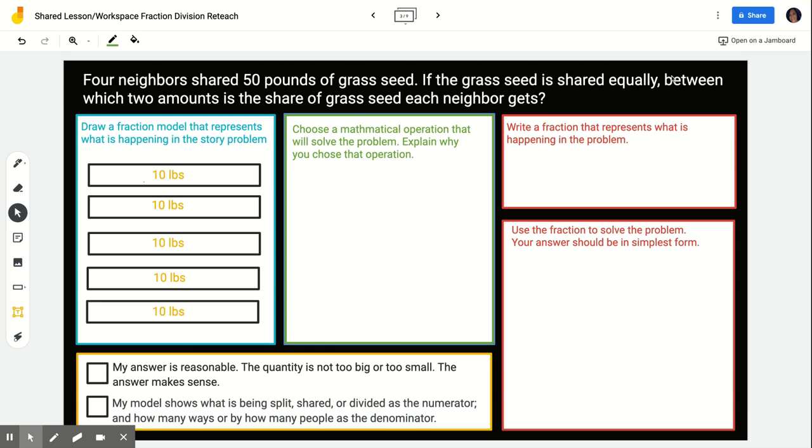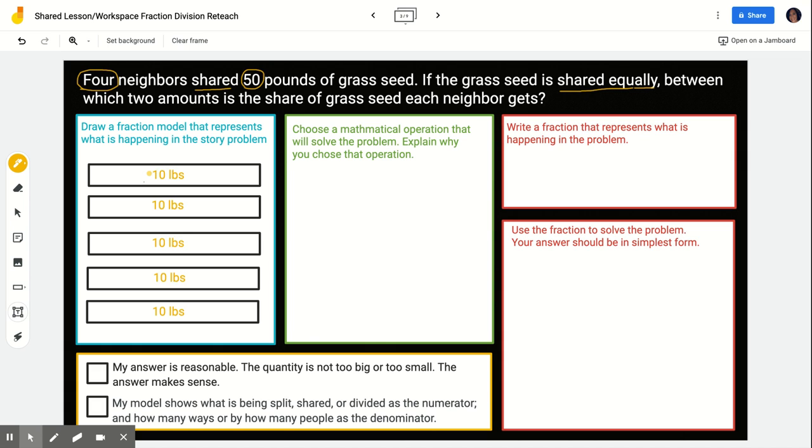So this between part is not going to be important on the first few steps, but we're going to go back and do just what we did on the last problem, now on this problem with larger quantities. So let's first take a look at this problem and pull out that important information. 4 neighbors is going to be a quantity in this problem. 50 pounds is going to be a quantity in this problem. I heard shared and I heard shared equally. So all of those are important parts to determine which operation we're going to choose. And we will get to that in just a second as we draw our model.